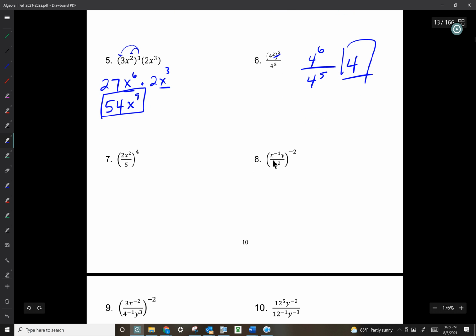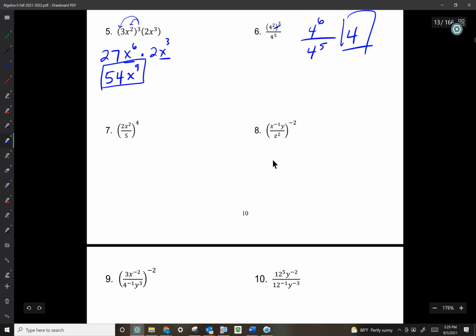Okay? What about number 7? Well, that 4 applies to everything inside. So I have 2 to the 4th, I have x to the 8th, right? Multiply your exponents. And then on the bottom, I have 5 to the 4th. Well, we talked about 2 to the 4th. That's just 16, x to the 8th. Now, I don't expect you to know what 5 to the 4th is. So if you want, you could leave it 5 to the 4th.